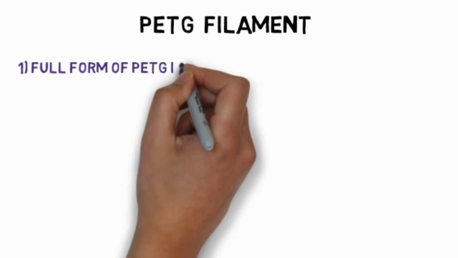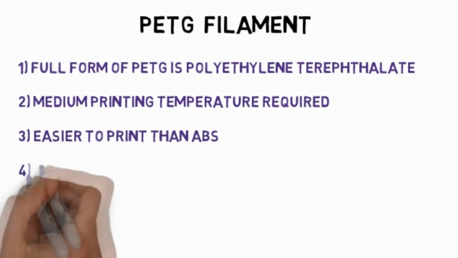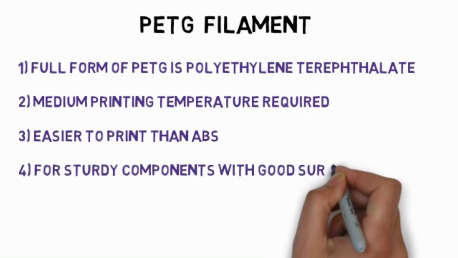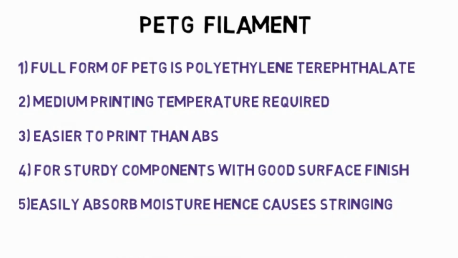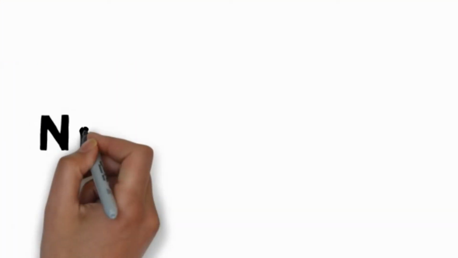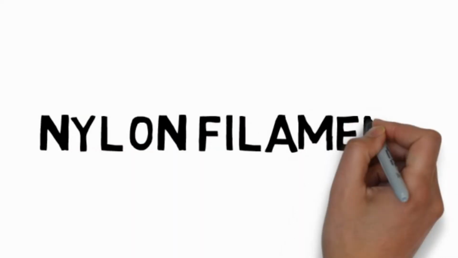Next we have PETG filaments. PETG filament stands for polyethylene terephthalate. It requires medium printing temperature. It's easier to print than ABS for sturdy components with a good surface finish, but it causes very much stringing because it absorbs moisture.